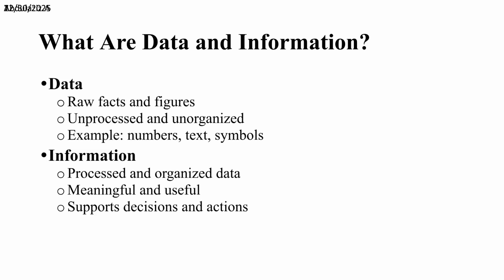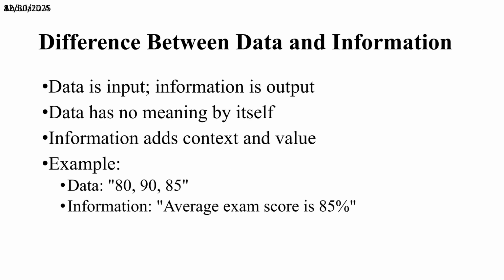Data consists of raw facts and figures that are unprocessed and unorganized, such as numbers or text. Information is processed and organized data that is meaningful, useful, and supports decisions and actions. The key difference is that data is the input, while information is the output. Data has no meaning by itself. Information adds context and value.